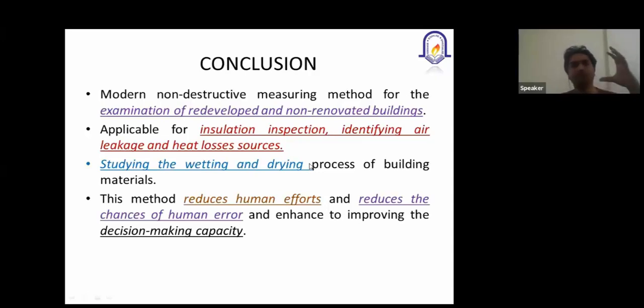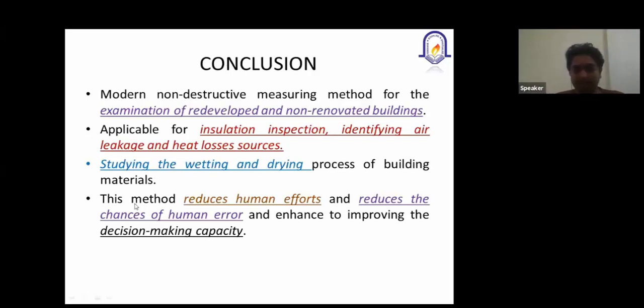Say for example, we can take one brick. We are going to wet this brick and see how the brick is going to get dried. We start the thermal camera video, and we can see which portions will get dried first and which portion is not going to get dried. So this way we can understand the behavior of that particular element. So for element, I mean building materials.